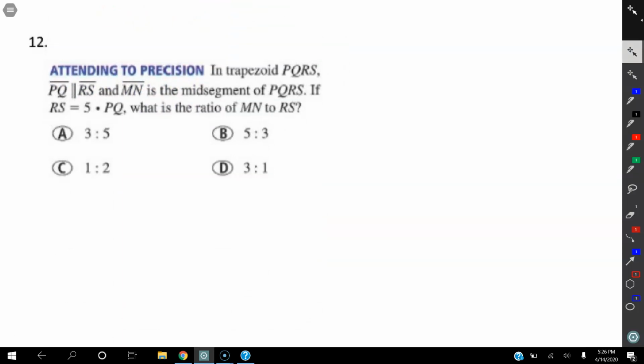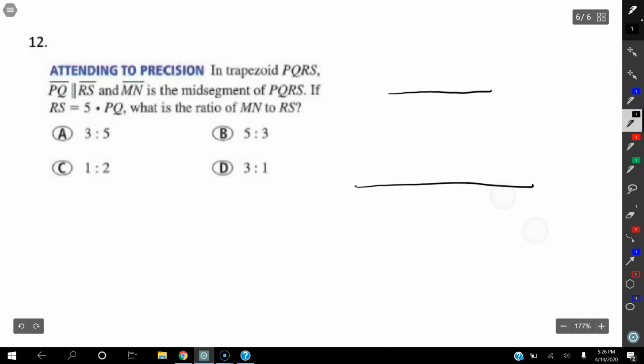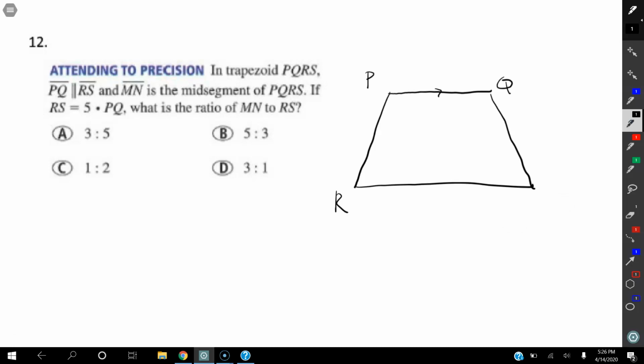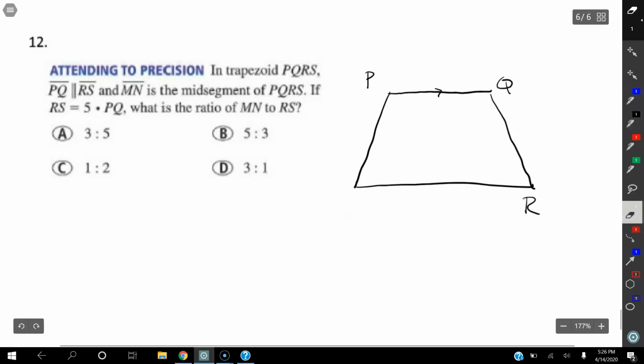Number 12, in a trapezoid. Let's draw this out because it's kind of hard to understand. Trapezoid PQRS. PQ is parallel to RS. So I have some sort of trapezoid. PQ is parallel to RS. Actually, I think I have to put R here just because it goes in order. PQRS flows in order, so I have to flow in order around the shape.